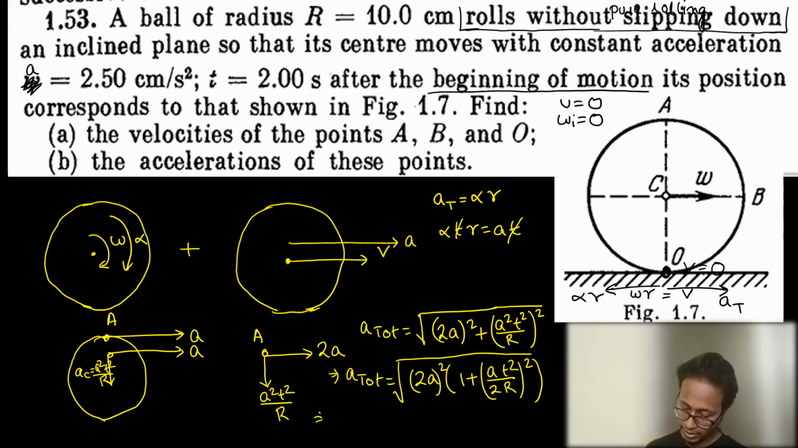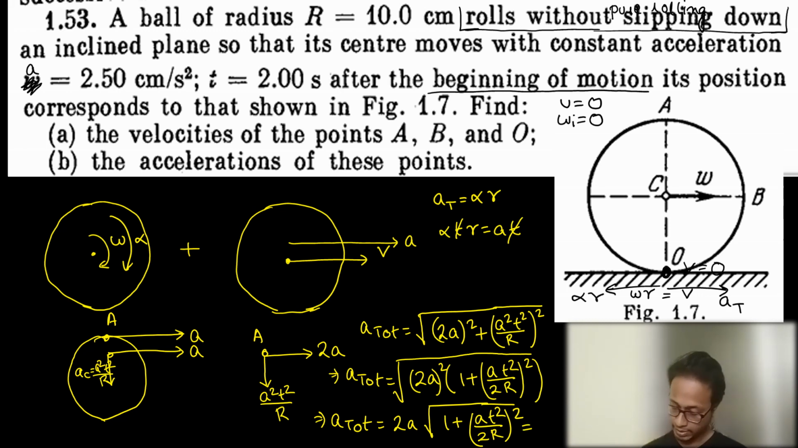So the total acceleration is how much? I can take this 2a outside, times the square root of 1 plus (a t square by 2r) whole square. If I put in the values here, I get approximately 5.6 centimeter per second square. So this is the end of question 1.5.